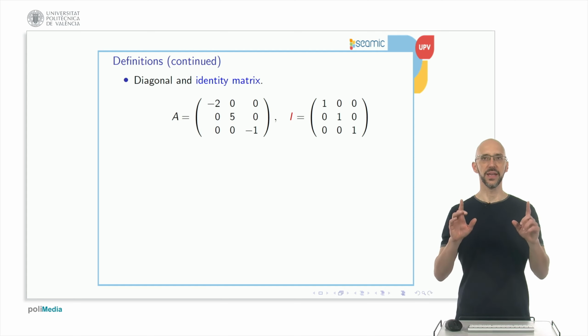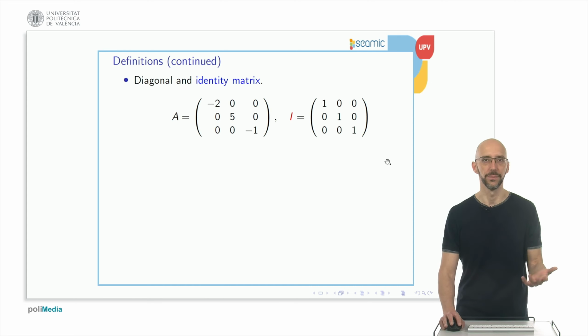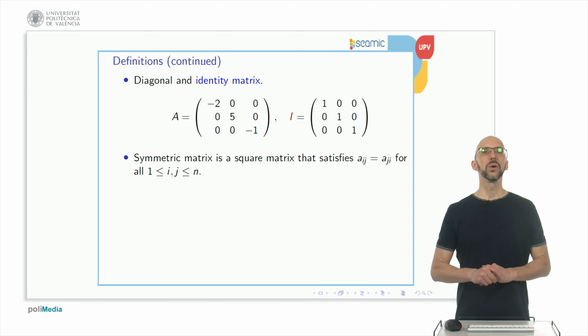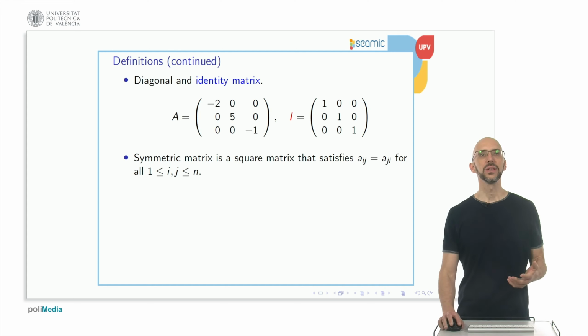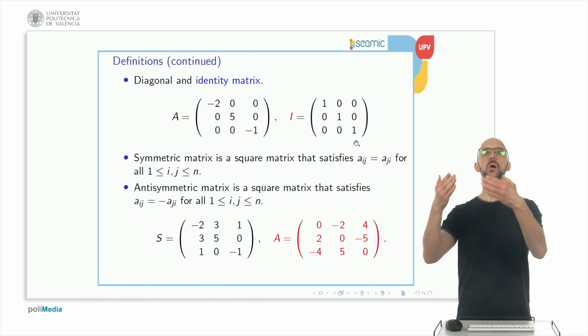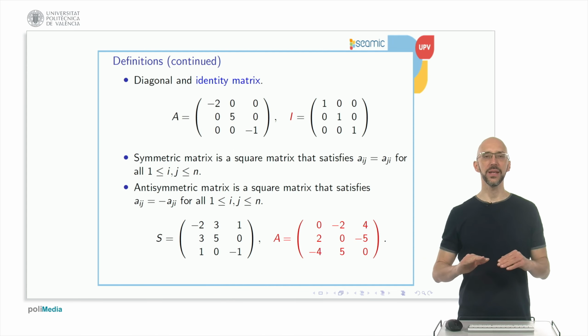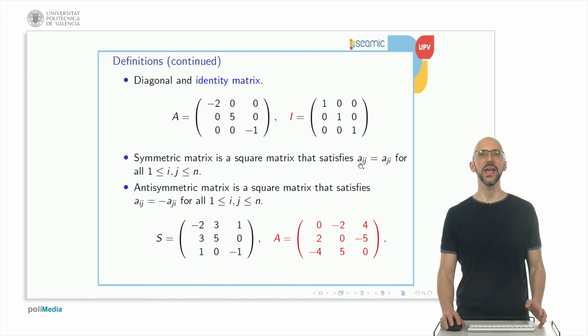In this case, the identity matrix should be square. It doesn't matter if it is order 3, like the one you see on the screen, or even greater or smaller. When do we say a matrix is symmetric? We say that it's symmetric when the elements above and below the main diagonal are the same. In mathematical form, we say that Aij equals Aji.